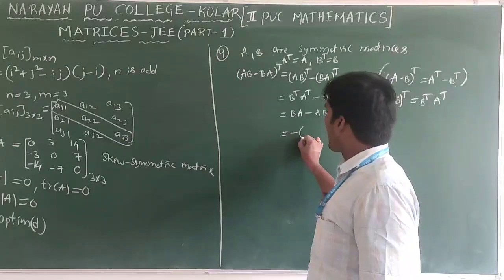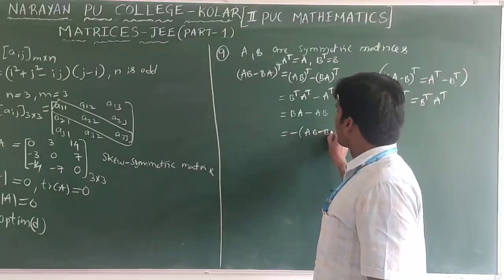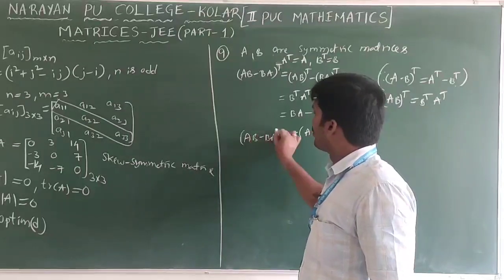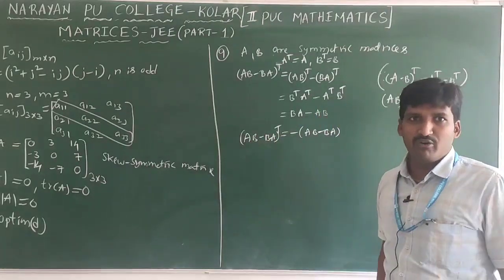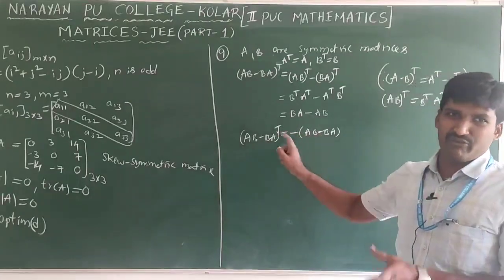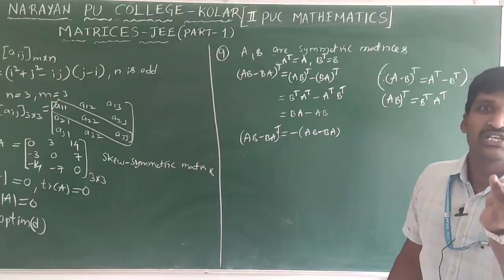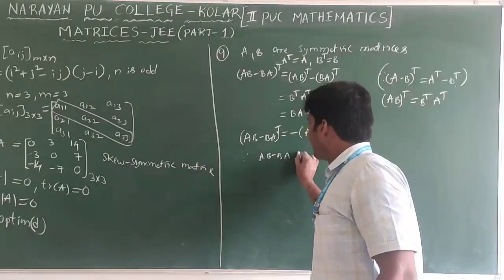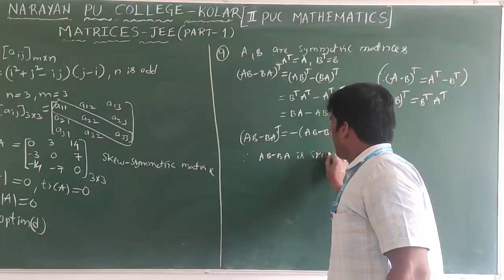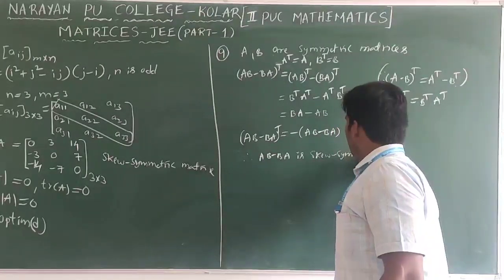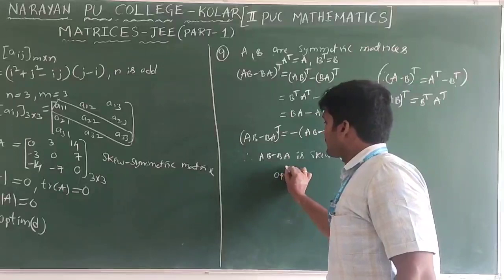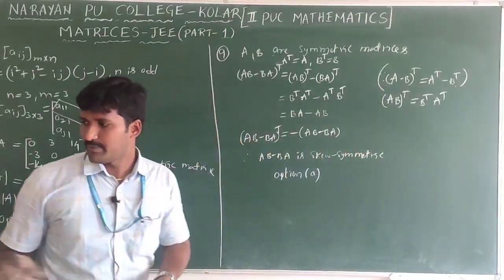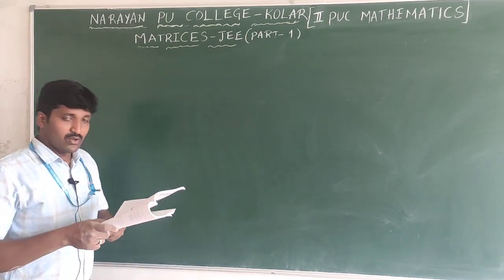Now I will take minus common: minus (AB minus BA). The left side is (AB minus BA) whole transpose. It is clearly in the form A transpose equals minus A. That is the definition of a skew symmetric matrix. Therefore, AB minus BA is clearly skew symmetric. So which option is correct? Option A is the correct option. Next, question number 10.